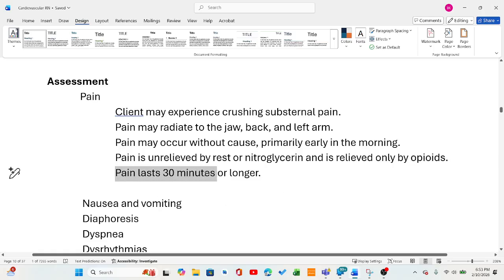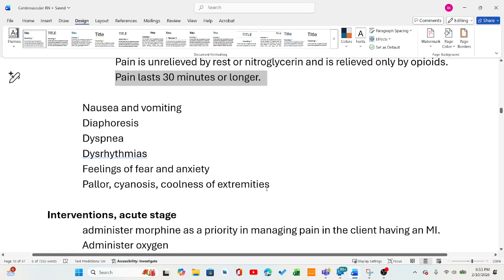But in the case of MI, the pain will last longer, usually about 30 minutes or longer. Think about nausea, vomiting. The patient is having diaphoresis. That's when they are sweating profusely. So when you're reading the question, the patient is complaining of chest pain, and they are diaphoretic.